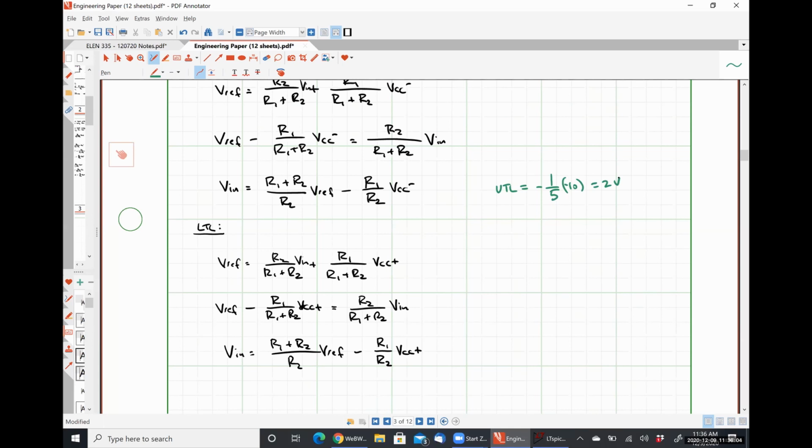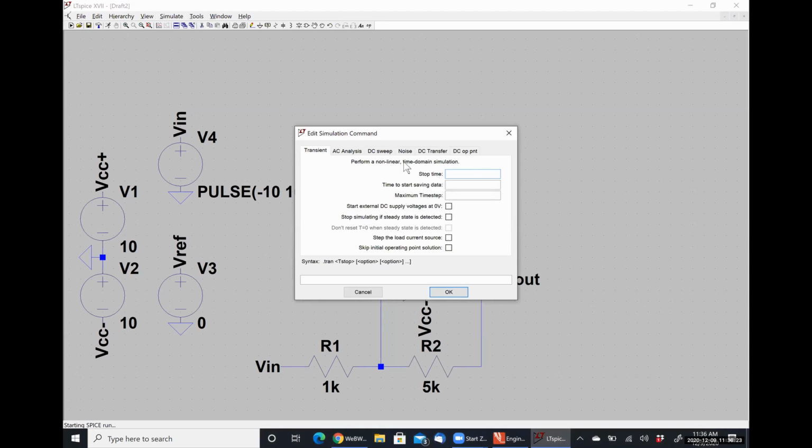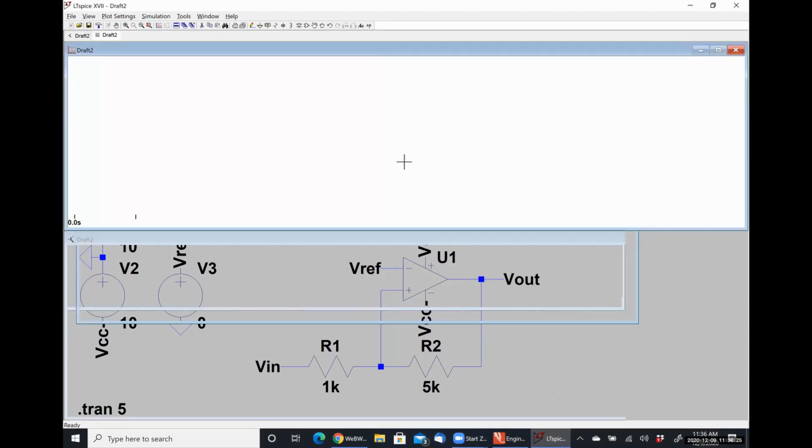And then down here, we're going to have the same thing. Lower trigger limit is going to be negative 1/5 times positive 10, which is negative 2 volts. So if I've done the math correctly, this is how it should work. Let's run a simulation. It's transient analysis over 5 cycles.